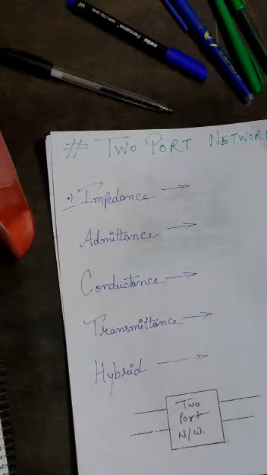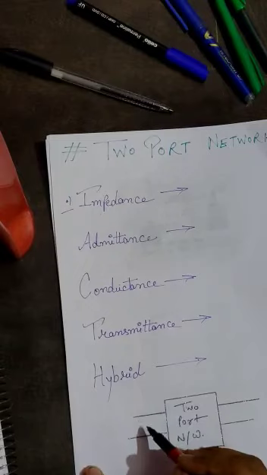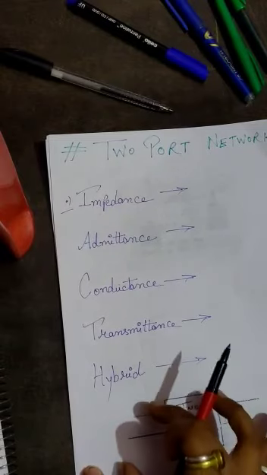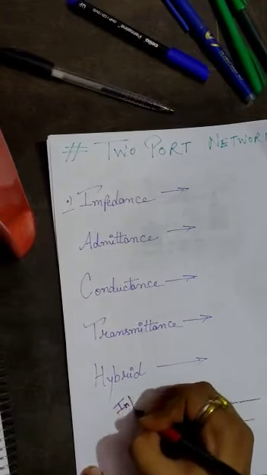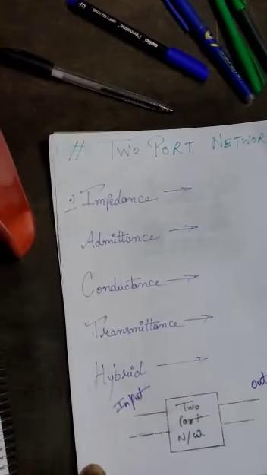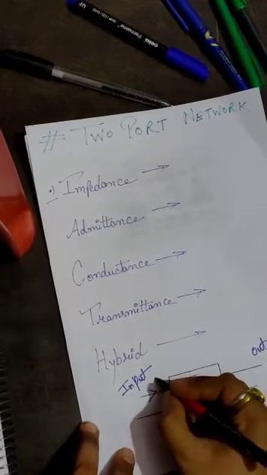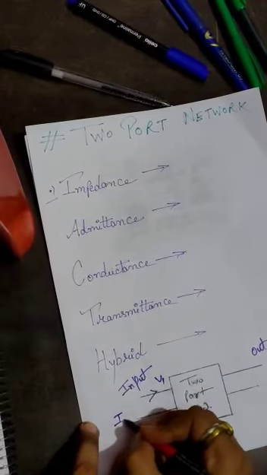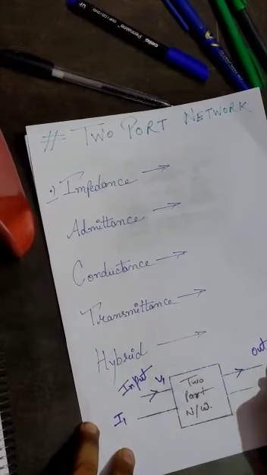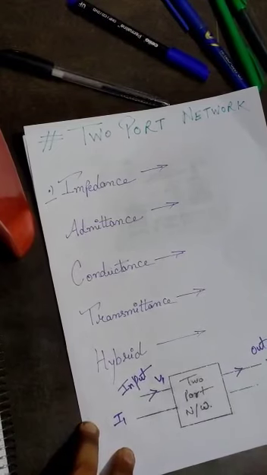Hello everyone, we will discuss the 2-port network. In short, a 2-port network is a network consisting of two terminals, input and output. The input has two variables, voltage V1 and current I1. The output has two variables, voltage V2 and current I2.